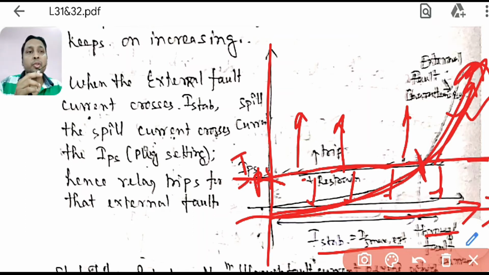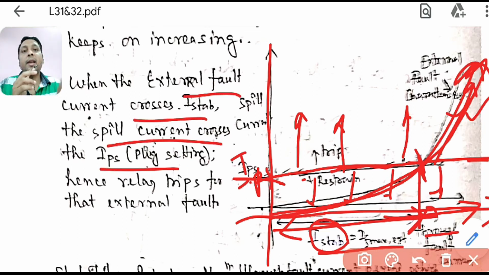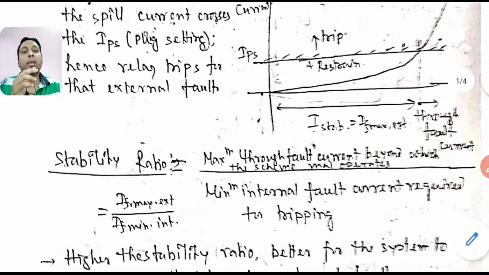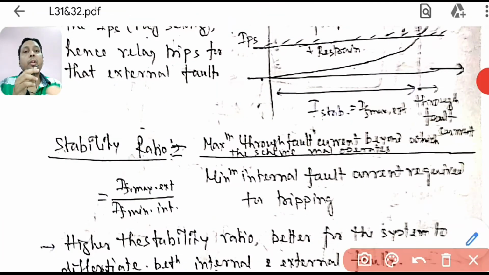So relay will trip. Up to this much is the maximum external fault current that it can hold; suppose I give it the name I stab, that is I stability. When the fault current crosses the I stab, the spill current crosses the I plug setting, hence the relay trips for the external fault currents. Now this is not desirable for me. I want this not to happen, but due to this error it is coming. So I have defined a ratio which is known as the stability ratio, which is the maximum through fault current beyond which the scheme maloperates.